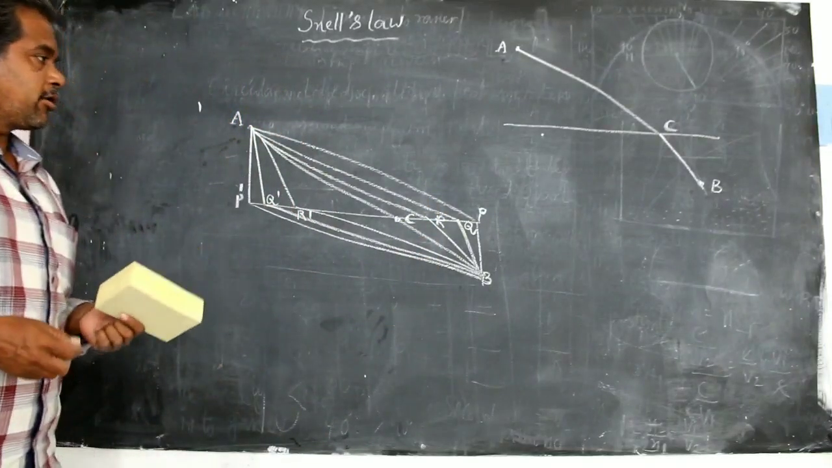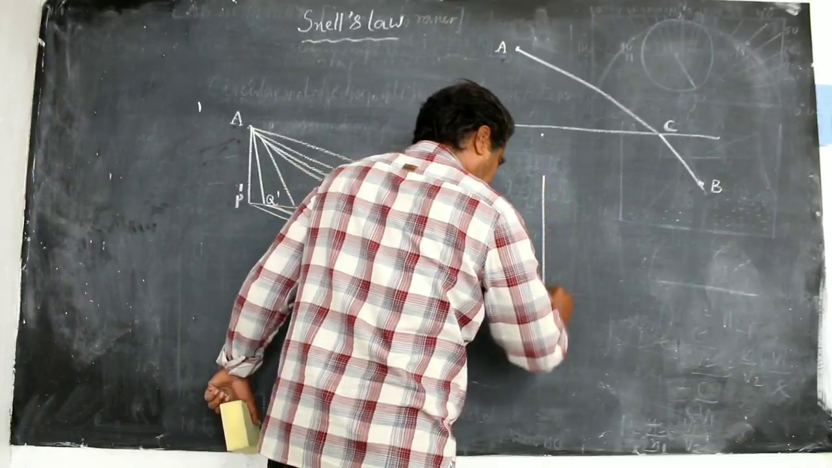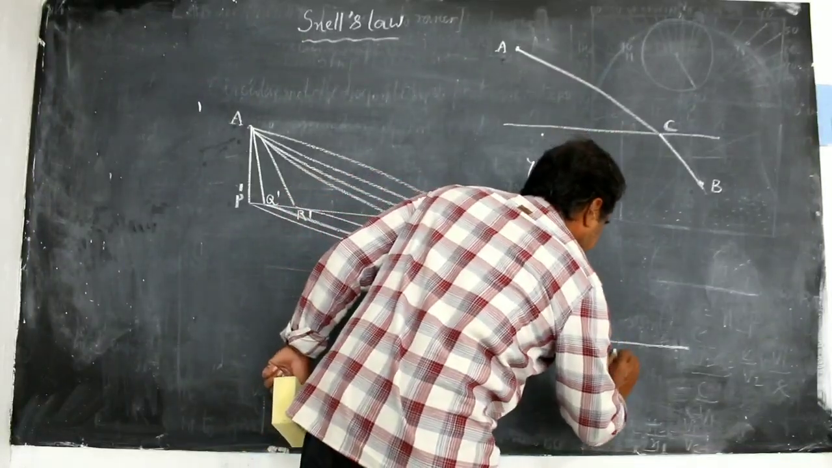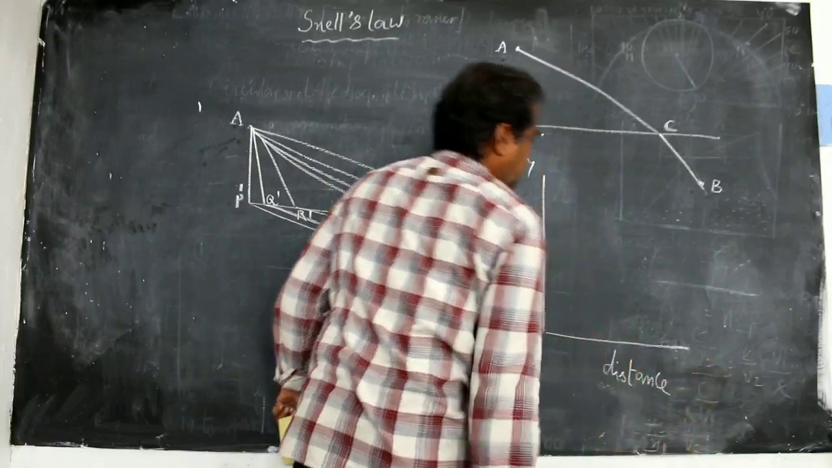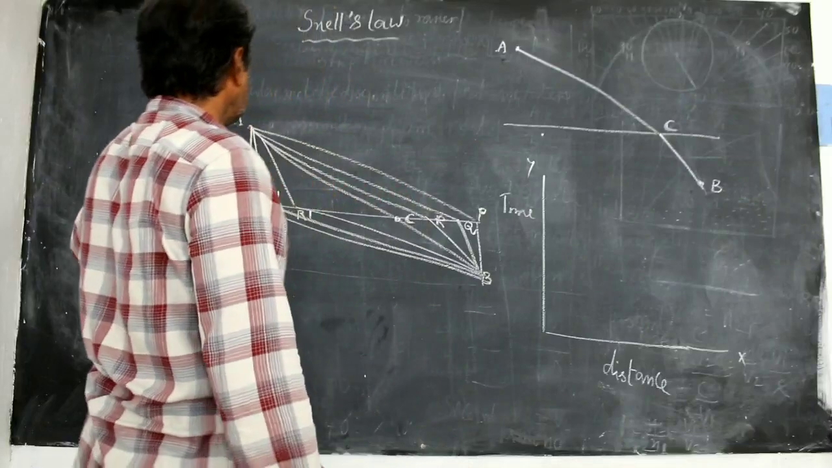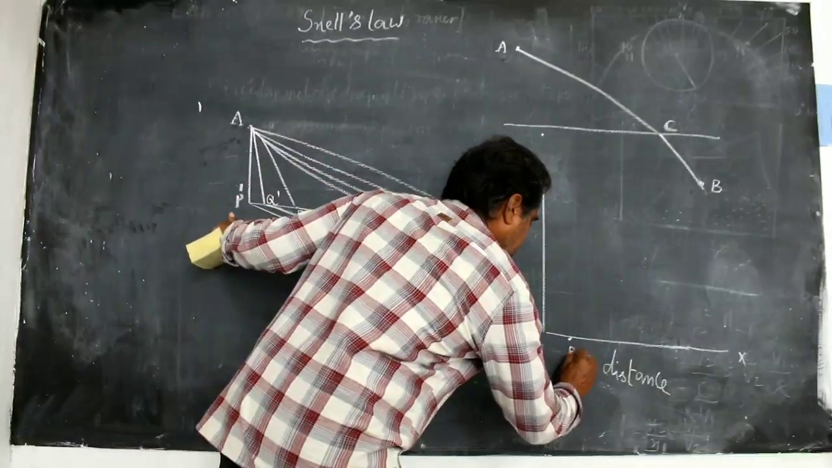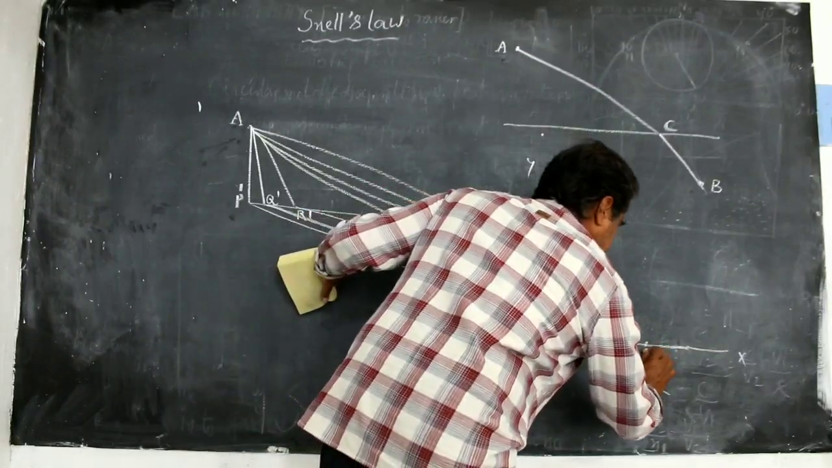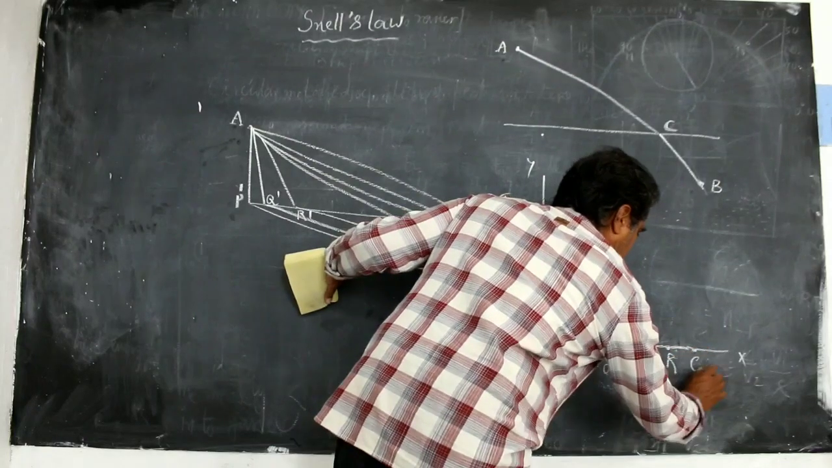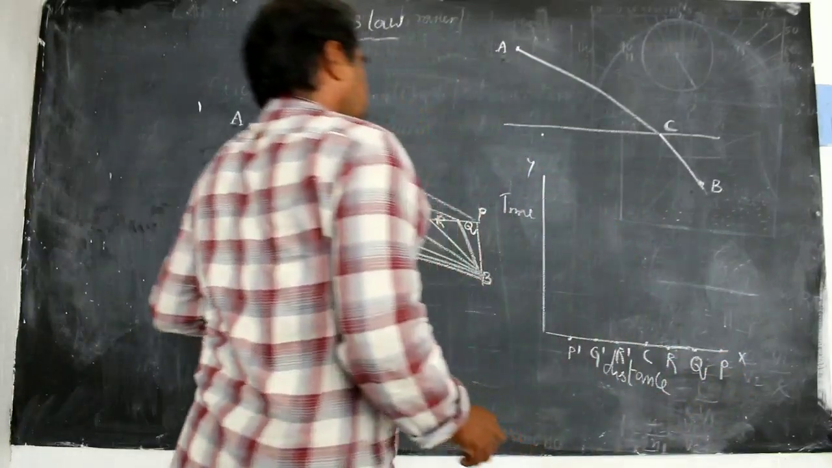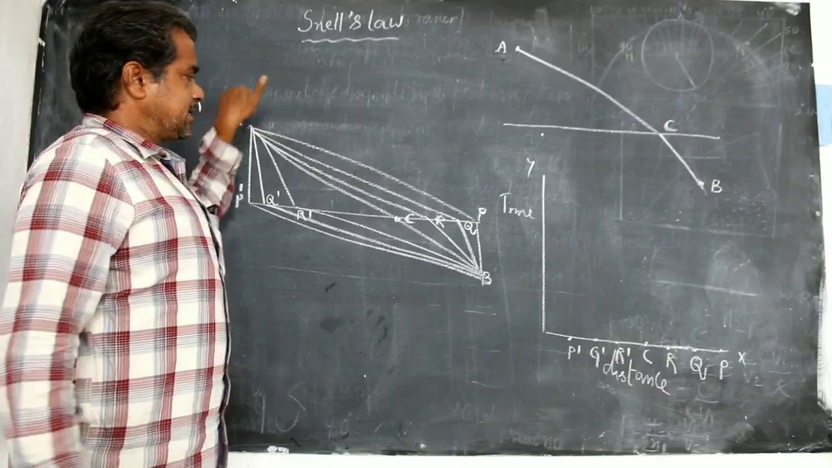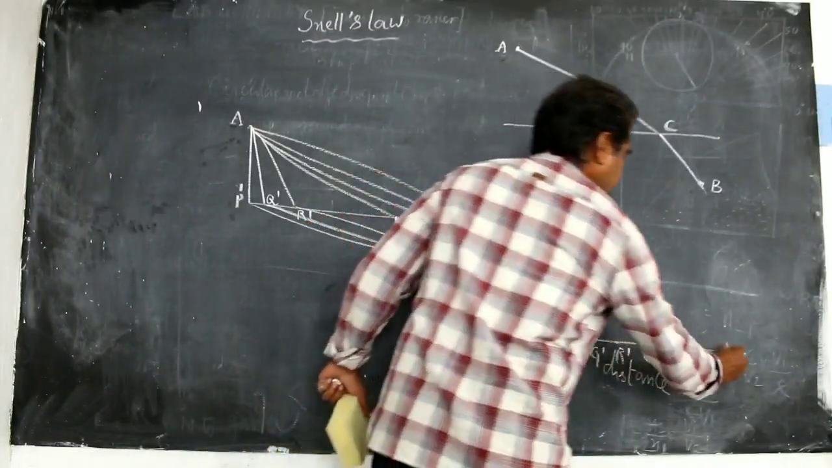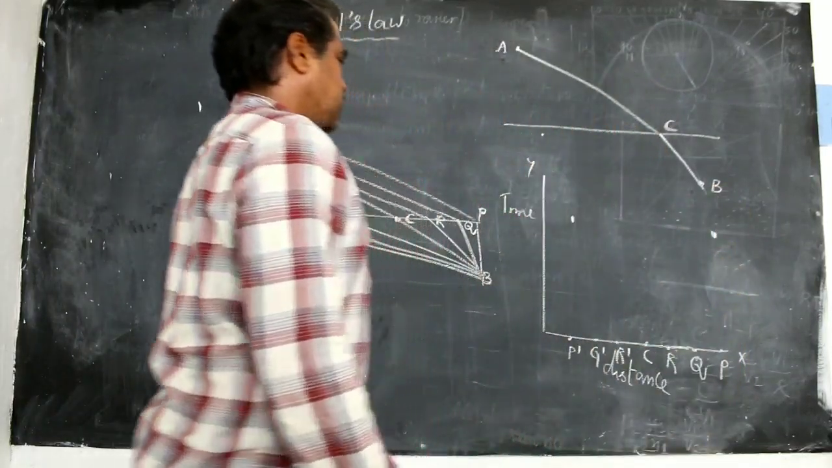How can you say that? By drawing a graph in which we plot time on the y-axis and distance on the x-axis, we get P dash, Q dash, R dash, C, R, Q, P. We assume that the time is the same when we travel either APB or AP dash B, so the dots come at this place in the graph.